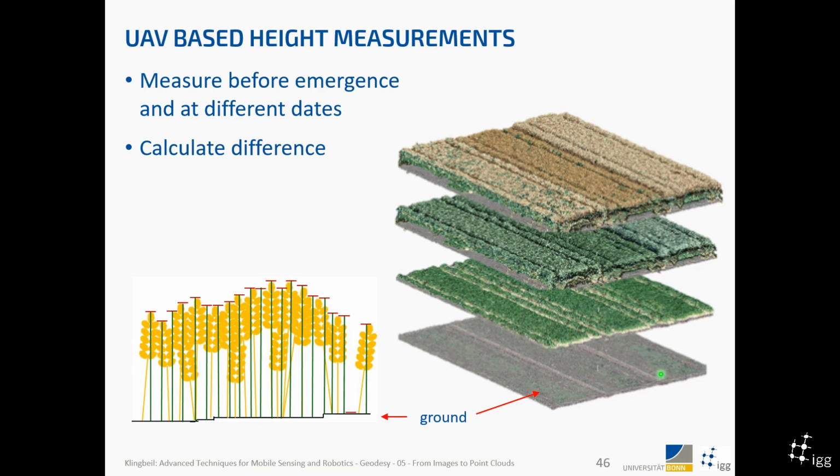So we first extract the ground reference, because if we want to calculate the plant height, we need the difference between the tip of the plant and the ground. So what we need first is the ground, right? We first get the ground from a flight where there haven't been any plants, and then every one or two weeks we fly again and create a 3D point cloud, and then we calculate the difference, and this gives us the plant height.